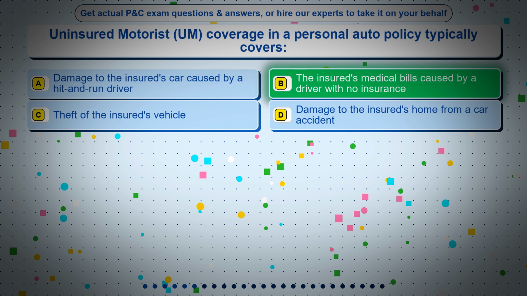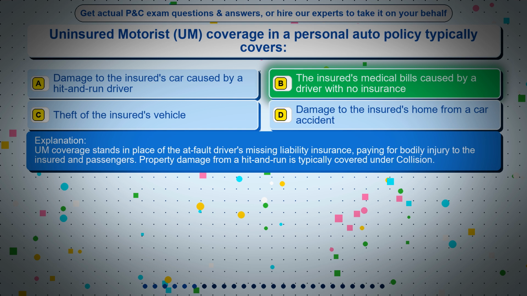The insured's medical bills caused by a driver with no insurance. The coverage stands in place of the at-fault driver's missing liability insurance, paying for bodily injury to the insured and passengers. Property damage from a hit-and-run is typically covered under collision.